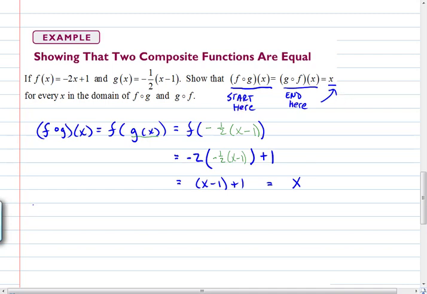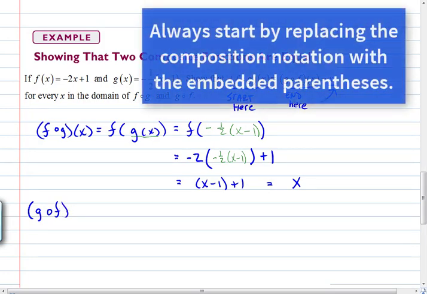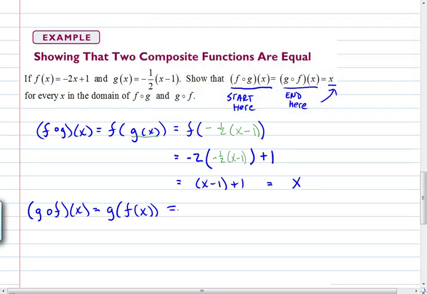Now we're going to do the other one, g composed with f of x. Well, that's g of f of x. So that's going to be g of, and g says we do what to a function? We're going to take -1/2 times that function minus 1. That function in this case is -2x plus 1. Do I need these parentheses here? I just put them there because I wanted to show you that x was that whole expression right here.